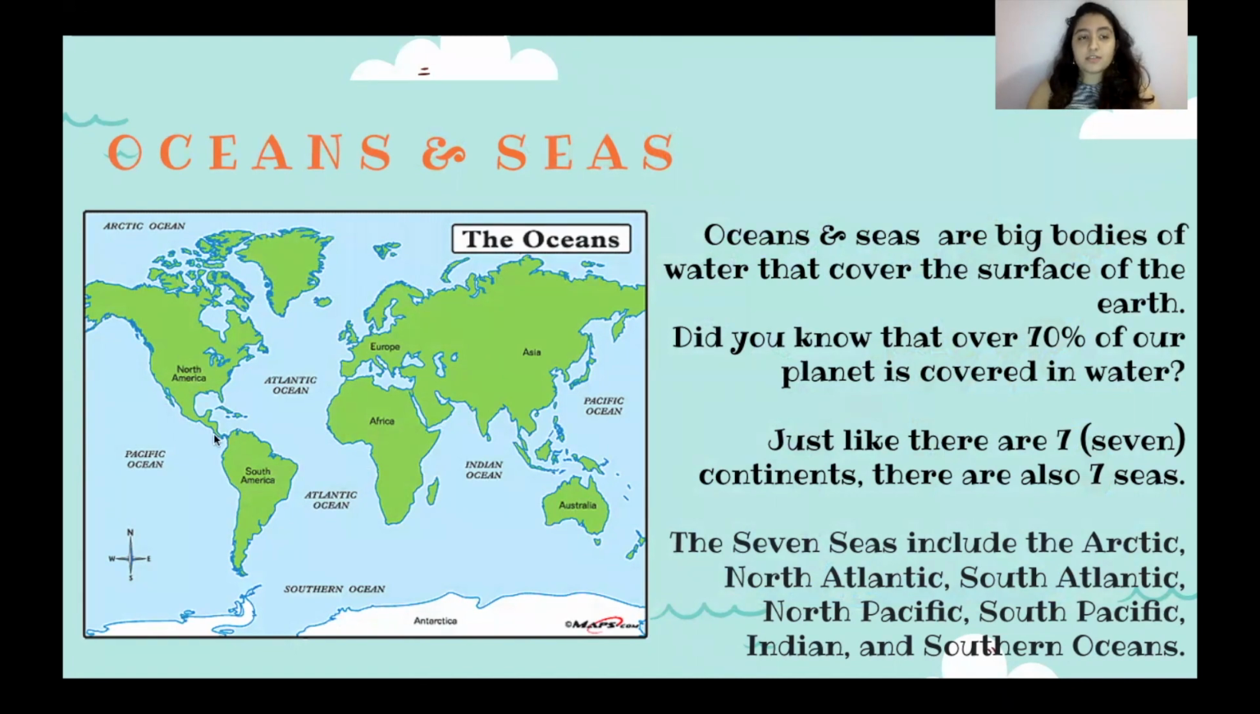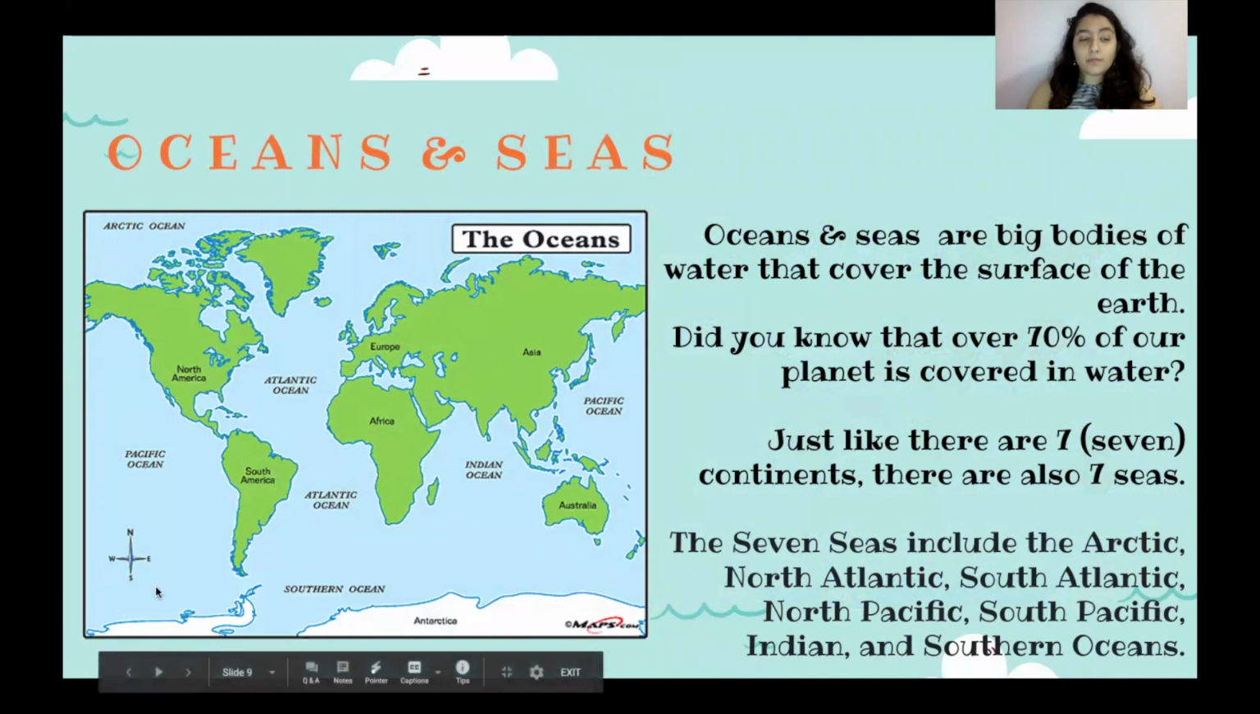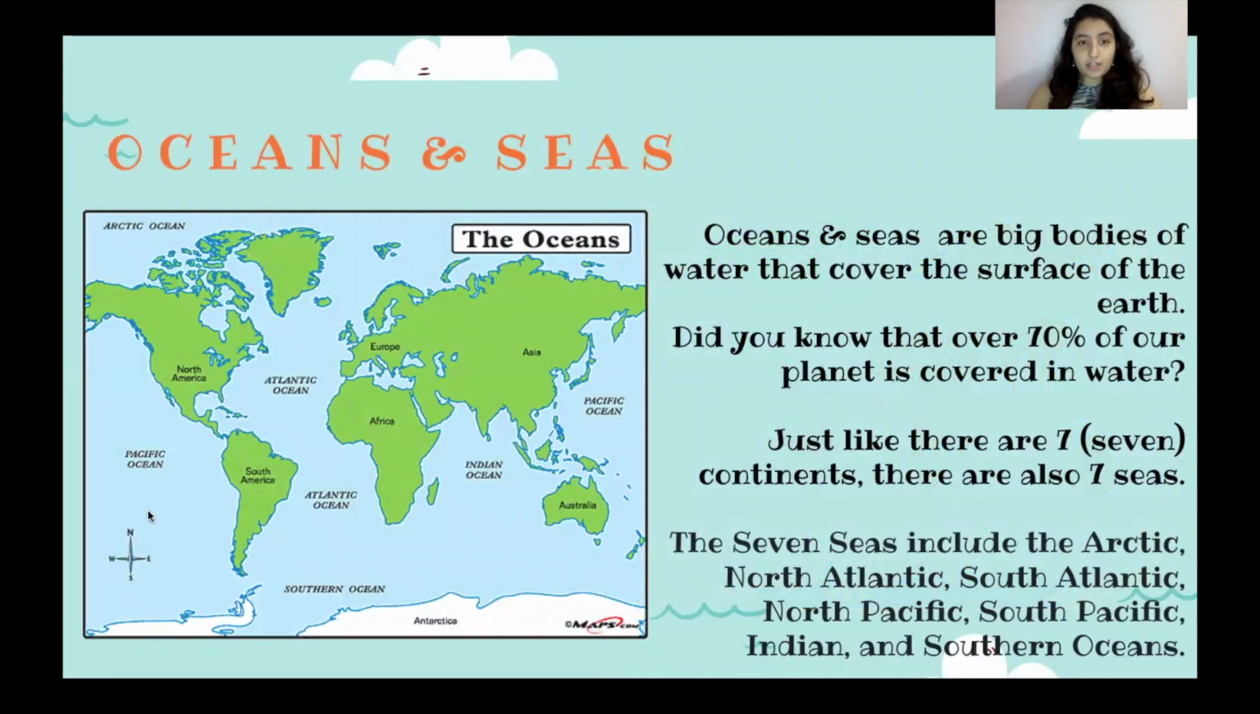So again, let's use this diagram here, which has a compass in the lower left-hand corner to help us determine the direction of the countries and the oceans more accurately. So if I was traveling from South America to Africa, I would be traveling east over the South Atlantic Ocean. If I was traveling from Asia to North America, I would be traveling west over the North Atlantic Ocean.